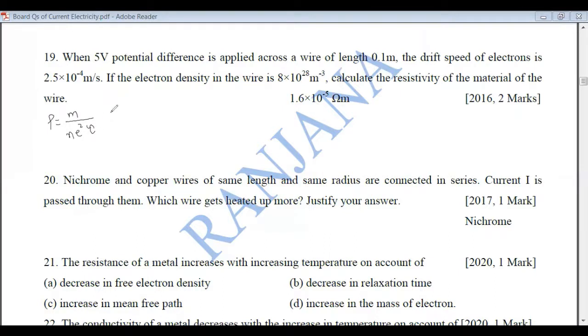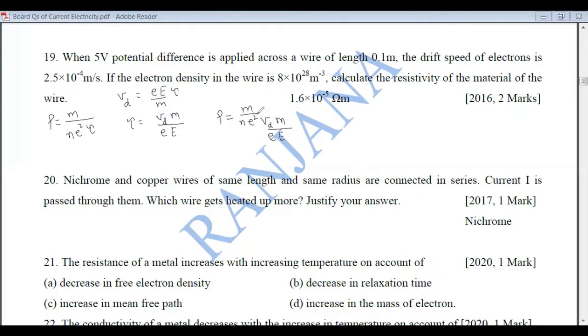We know that the drift velocity is given by Vd equals e upon m into tau into capital E. So from here tau is equal to Vd into m upon e into capital E. Okay, so substituting it over here, we substitute the relaxation time to get the expression of resistivity in terms of drift velocity.